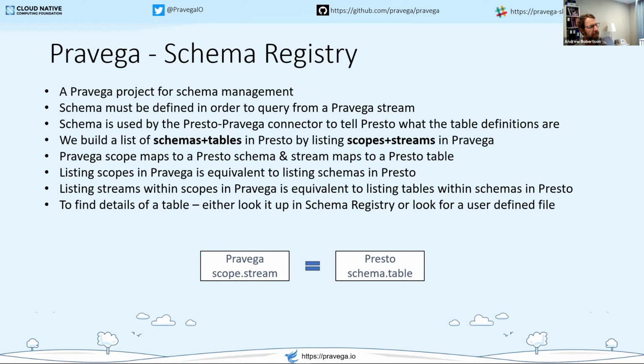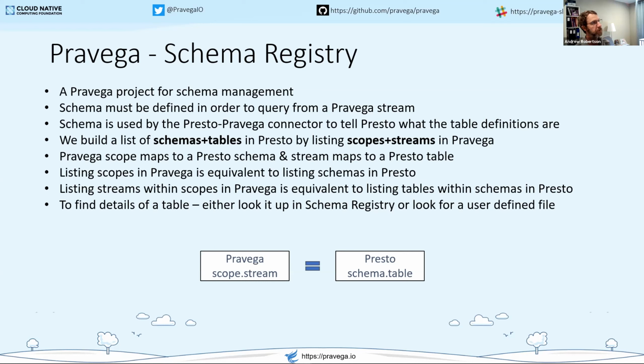When we're getting metadata for Presto, we're going to build a list of schemas and tables, right? That's what Presto is interested in. For Pravega, schemas are Pravega scopes and tables are Pravega streams. So when you list schemas, we're listing scopes, and when you list tables within a schema, we're listing streams within a scope.